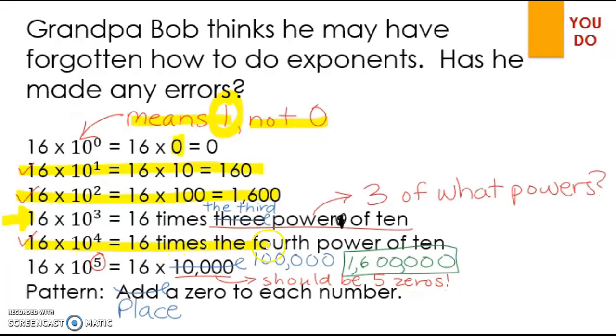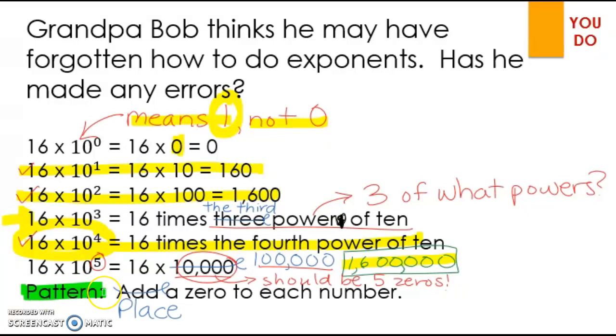Grandpa Bob did a great job on this one because he understood 16 times the fourth power of 10 indicates this expression right here. Then he makes the common mistake with the zeros on the next one. 16 times the fifth power of 10 means there should be 5 zeros, and he only has 4 here. So he actually should have written 16 times 100,000. And what is 16 times 100,000? It is 1,600,000.